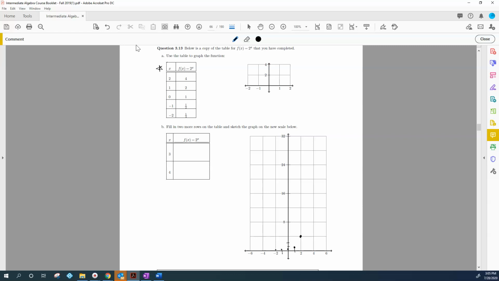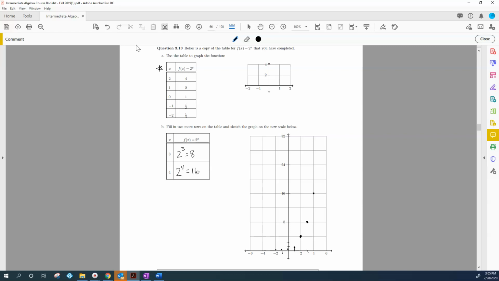I want you to figure out, if our x is 3, then what would f of x be? Well, 2 to the 3rd power, 2 times 2 times 2, is 8. So my next one would be over 3, up 8, so about there. And when I put 4 in, 2 to the 4th power, 2 times 2 times 2 times 2, gives us 16. So over 4, up 16 would be about here.